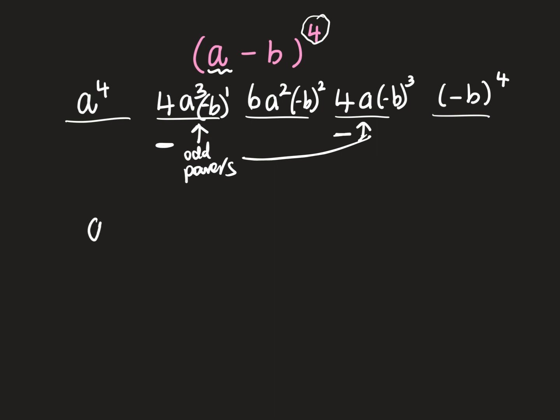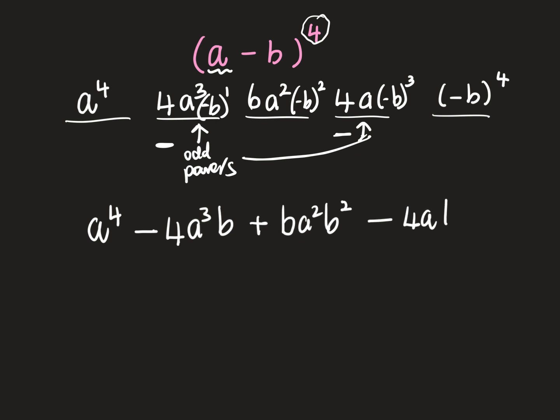So it's going to be a to the 4, and then there's going to be minus this one here, plus the next one, minus the next one, and plus the final one. This one's going to be positive because negative b times negative b times negative b times negative b ends up positive. Did you notice that again, it's every second one is negative, starting with that second term? That's the way that it always is.